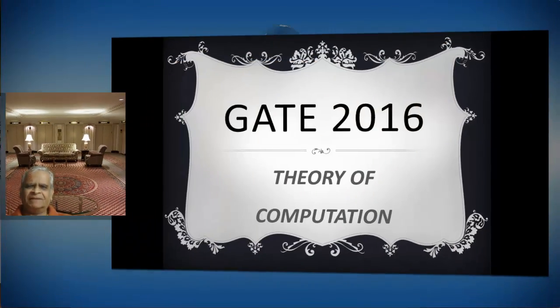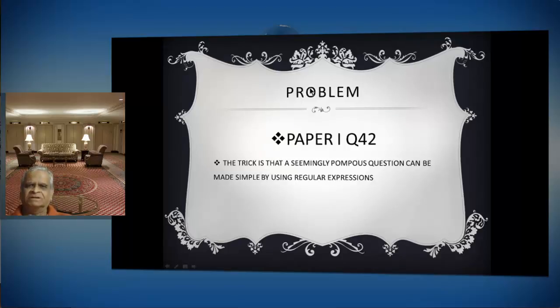is a competitive examination taken by millions of students every year in India. This is from the Computer Science Information Technology paper. It's a question on the theory of computation. Here's the problem, paper 1, question 42. It's a seemingly pompous question, but it can be made simple by a trick.